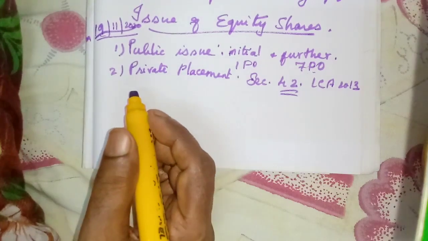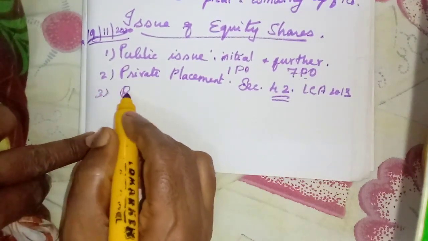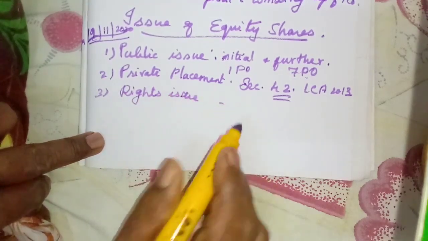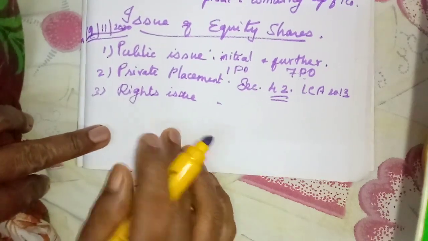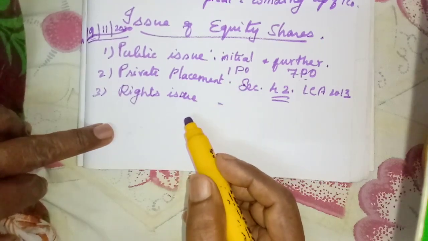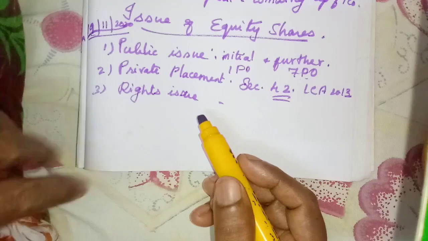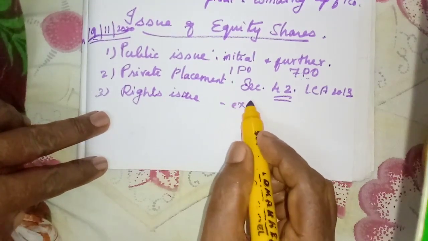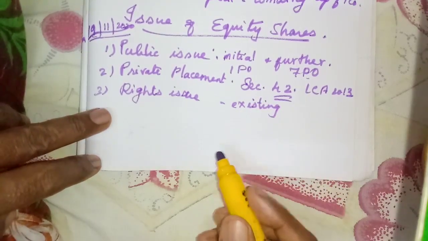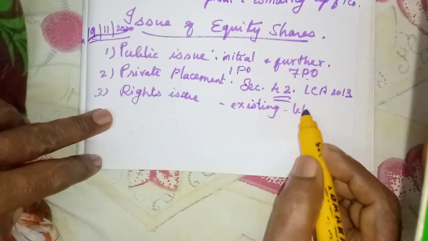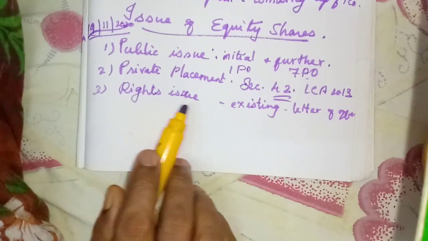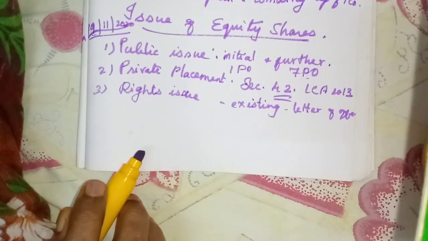Then the third one is rights issue. Here, that means in the lifetime of the company, in between, not at the initial time, the equity shares will be issued to the existing shareholders. Shareholders are already there. For them they will issue shares through a letter of offer. Issuing shares to the existing shareholders is called rights issue.